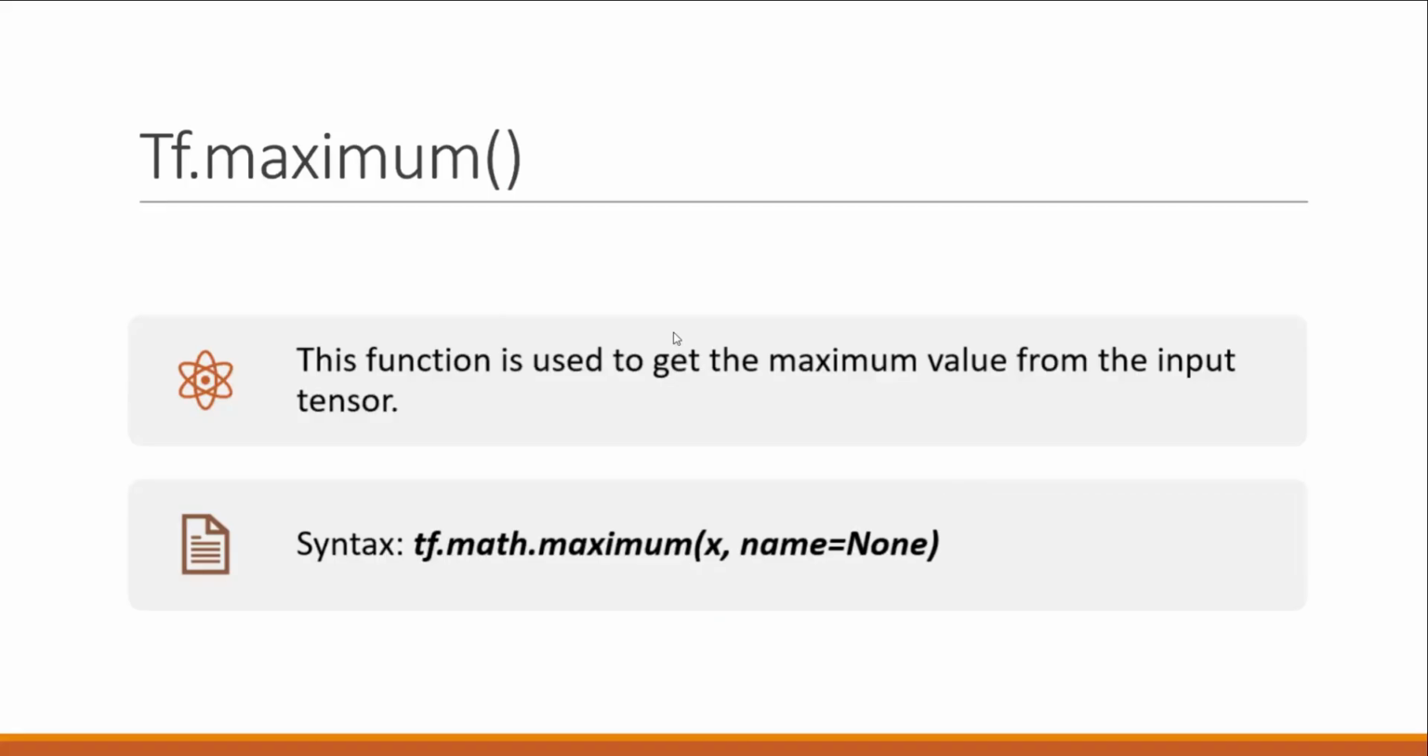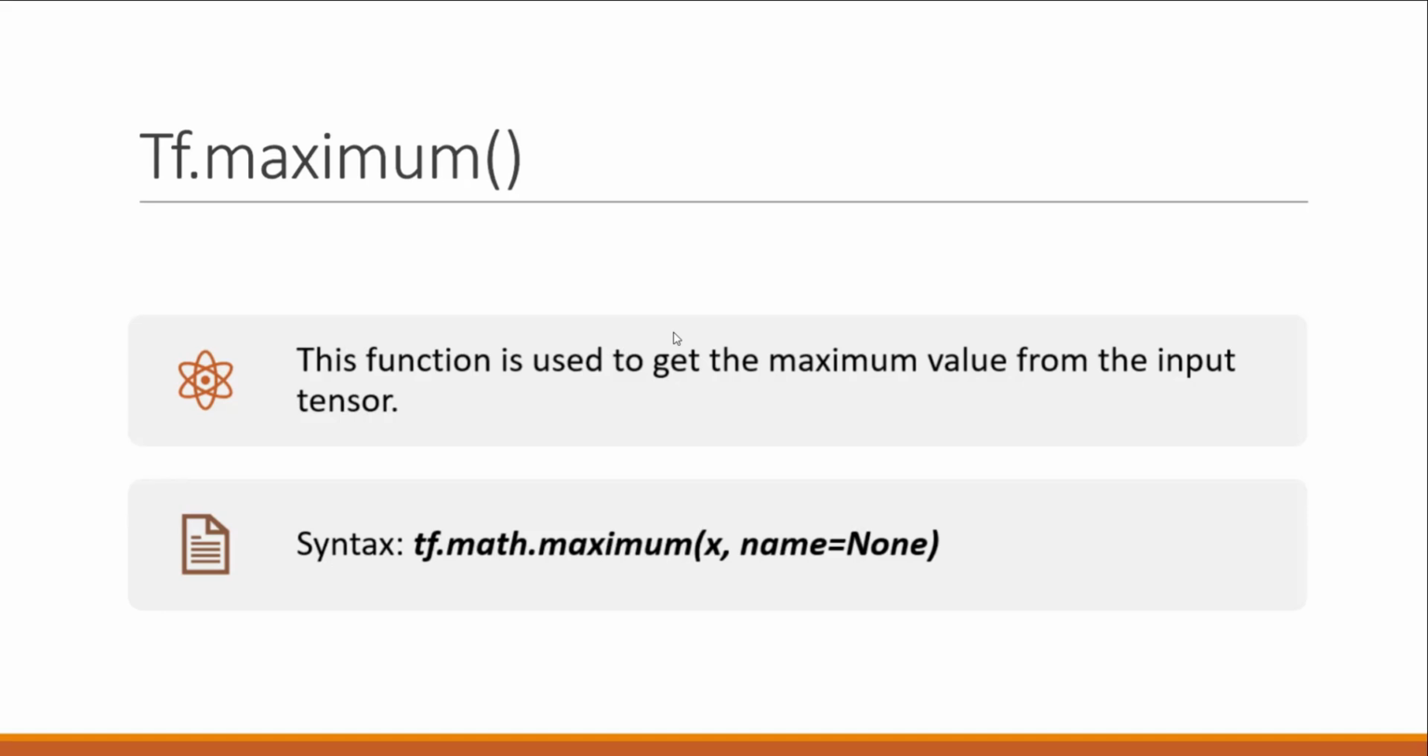Now we will discuss our next function, that is tf.maximum. This function is used to get the maximum value from the input tensor, and it reduces the given input values along the dimension of the axis. So here is the syntax of the tf.maximum function, and this function takes only one parameter, the tensor input whose maximum value is to be generated, and it can be of type tf.Tensor.